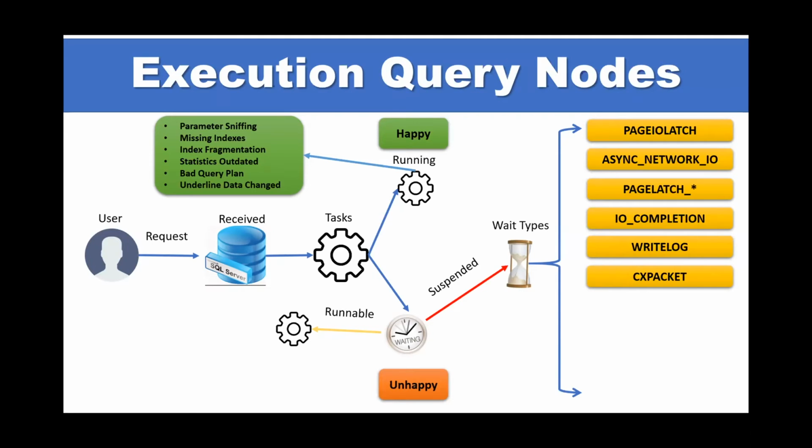And if you don't configure your MAXDOP properly, that can cause this kind of wait type, and not only MAXDOP, but even the cost threshold for parallelism option. If you did not configure this properly, that kind of wait type will show up, like CXPACKET.